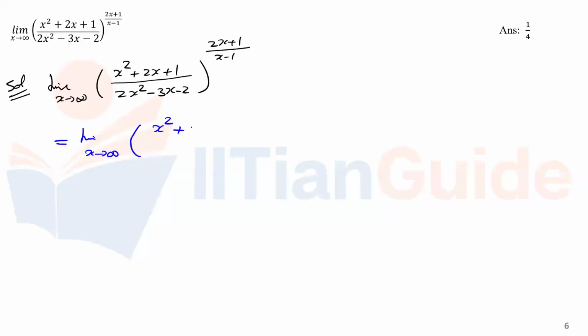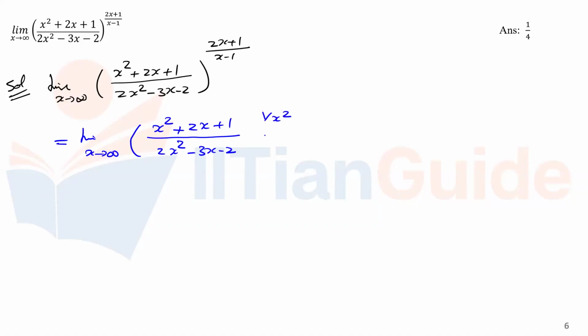I'm having x square plus 2x plus 1. However, we can write it to be x plus 1 whole square, but it's not required. No need. 2x square minus 3x minus 2. We can factorize the term inside this denominator, delta is positive, b square minus 4ac is positive, we can factorize, but that may not be easy also. Just forget it. Don't think about that.